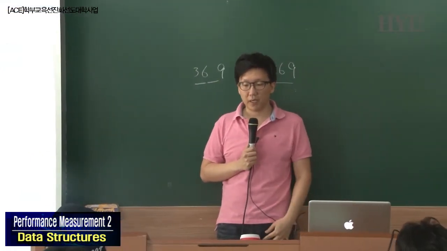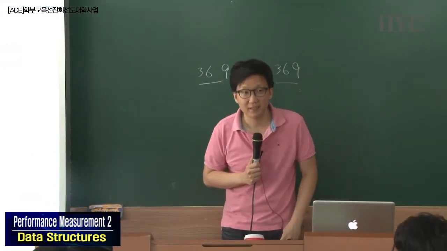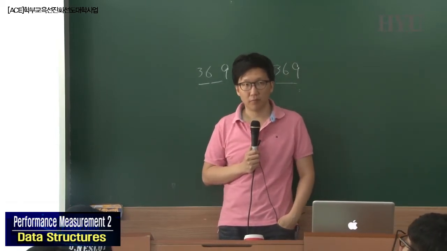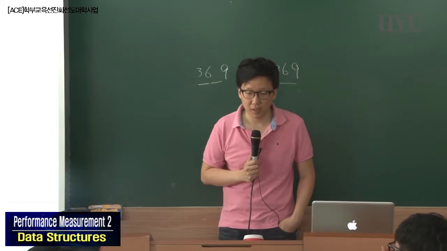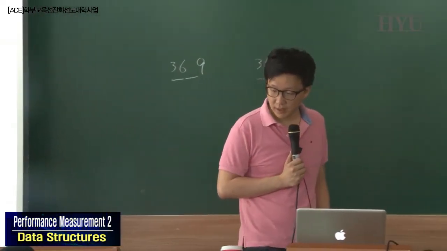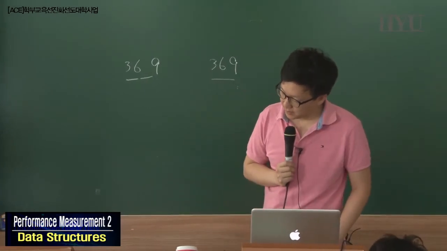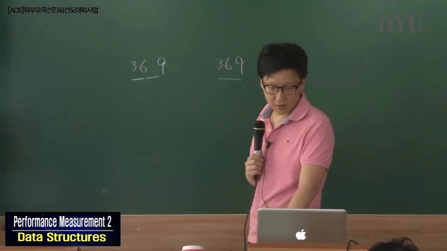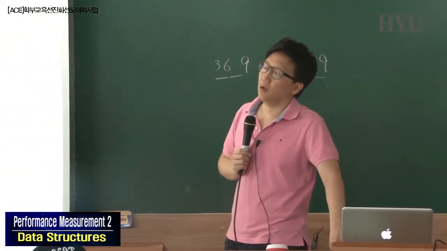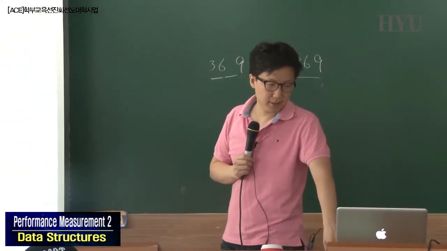Among the elements that comprise the instance 369, 3 is more significant than 6 because it's in front of it. 3 is immediately to the left of 6, and 9 is immediately to the right of 6. Those are numbers, so they try to do this. And that is a simple example of a data object.